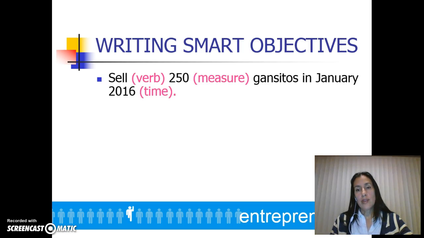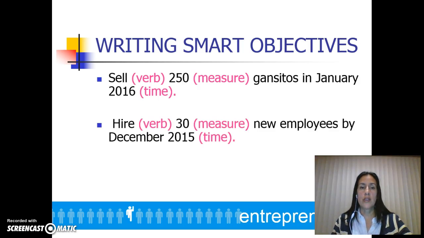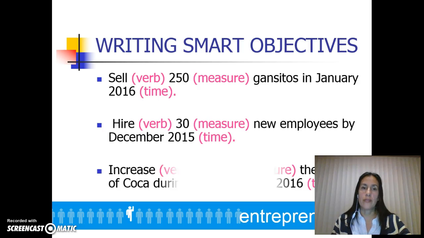So we have some examples. Sell 250 gancitos in January 2016. So sell, you have the verb, that's the action. You have a number, 250, so you can measure that. And you have the time bound, it's January 2016. Another example, you can hire 30 new employees. You have the measure there. And it has to be done by December 2015. So again, you're giving a limit, so that's the correct objective.